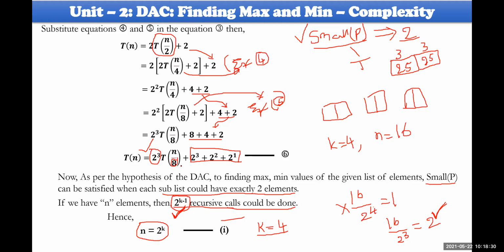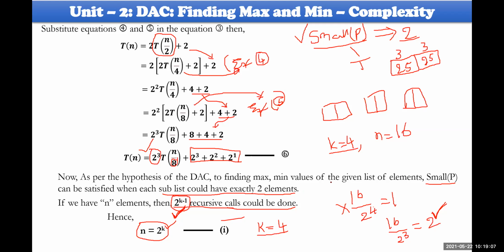2 cube, n by 8; in the sense that 8 can also be written as 2 cube. So what does it mean? n must be equal to 2 power k. And how many recursive calls happen in MaxMin? k minus 1. Therefore, I'd like to consider k equal to 4. Where exactly n is operated as 2 power k, and 2 power 3, thereby you have to operate 2 power k minus 1.